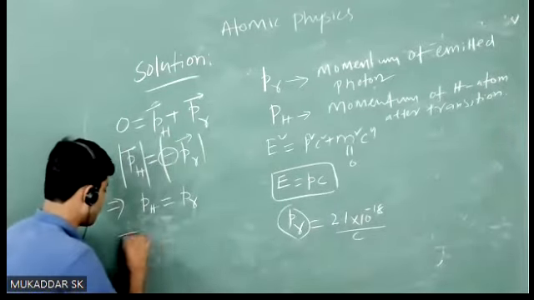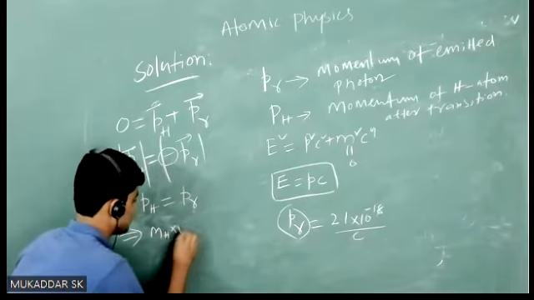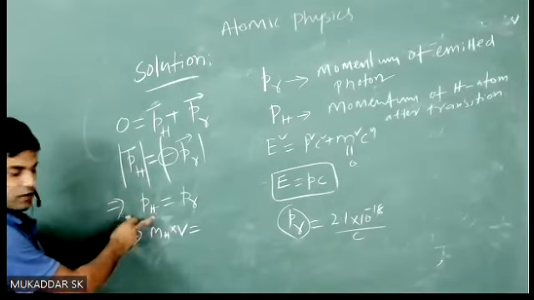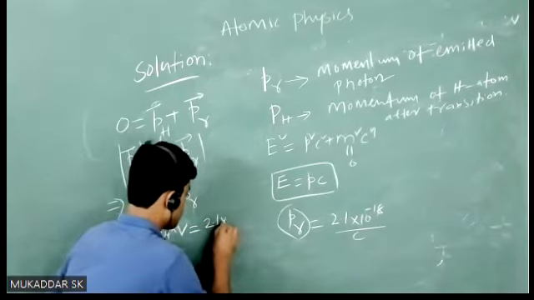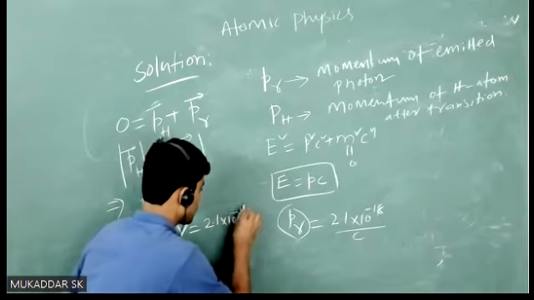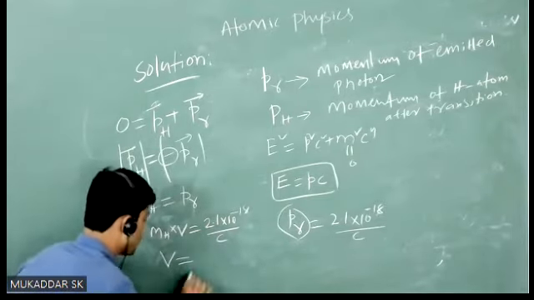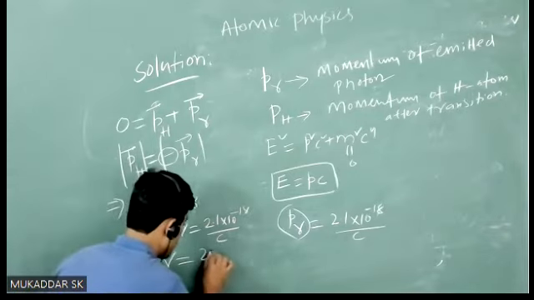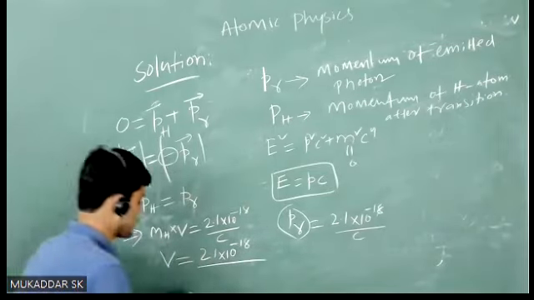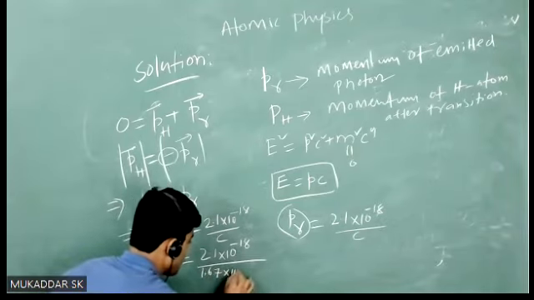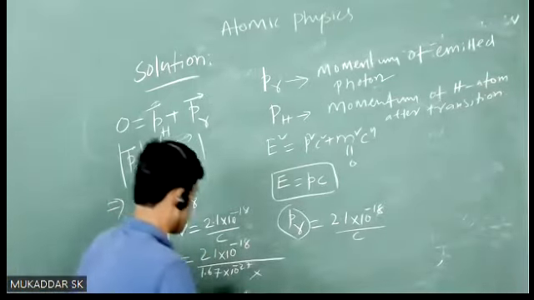Now P of H is the momentum of the hydrogen atom, so it should be the mass of the hydrogen atom times its speed. Momentum of the hydrogen atom is nothing but mass times speed, and that P gamma is basically 2.1 into 10 to the power minus 18 divided by c. Now V, the recoil speed of the hydrogen atom, will be 2.1 into 10 to the power minus 18 divided by the mass, 1.67 into 10 to the power minus 27, into 3 into 10 to the power 8.